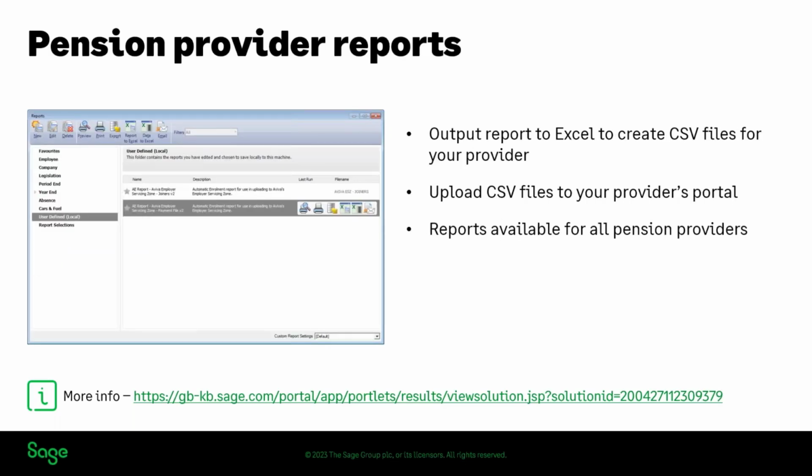And the third method, for any of those providers that weren't mentioned on the previous two, is that we can provide a bespoke report, which is designed to the specification of your pension provider. You would then output that report in Excel in order to create a CSV file for your provider, upload the file to the provider's portal, and it will then save you time having to key that information in manually.